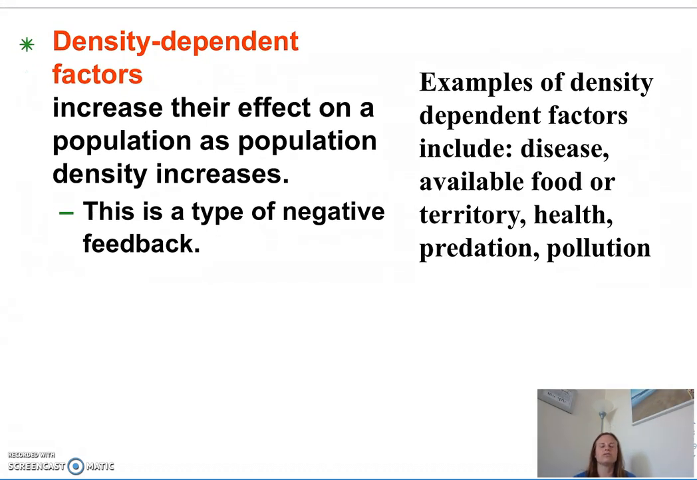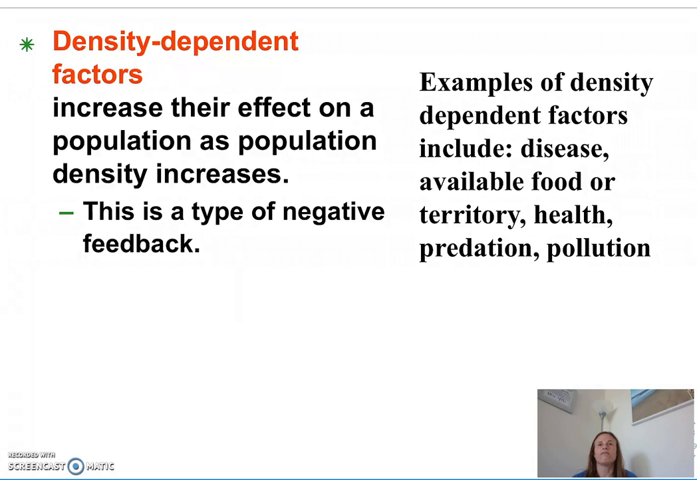Density-dependent factors are factors that increase their effect on a population as population density increases, and it ends up being a type of negative feedback because it results in the population size actually decreasing. For example, if I have a large population, there's more potential for disease. If there's more potential for disease, that population size is going to decrease. If I have a larger population, I'm going to need more available food or territory, which leads to more competition, which eventually leads to a decrease in population.